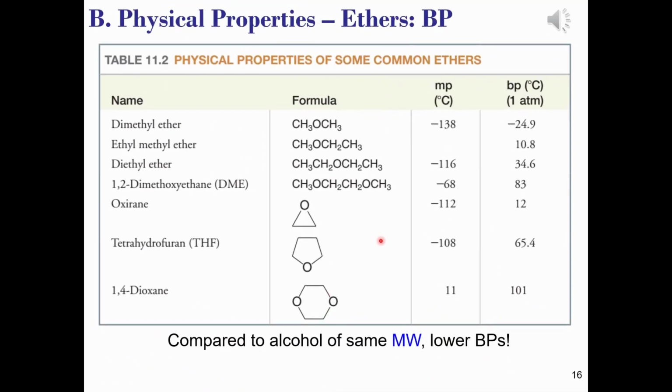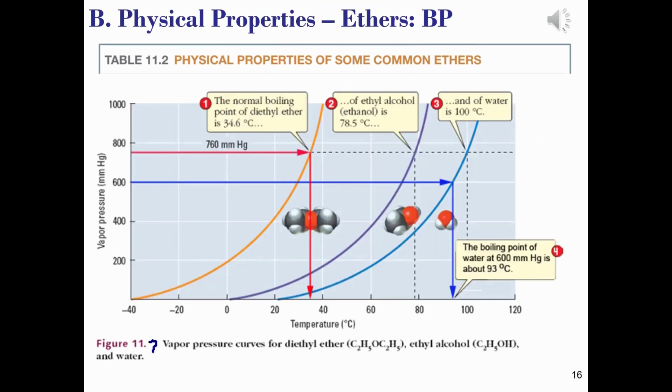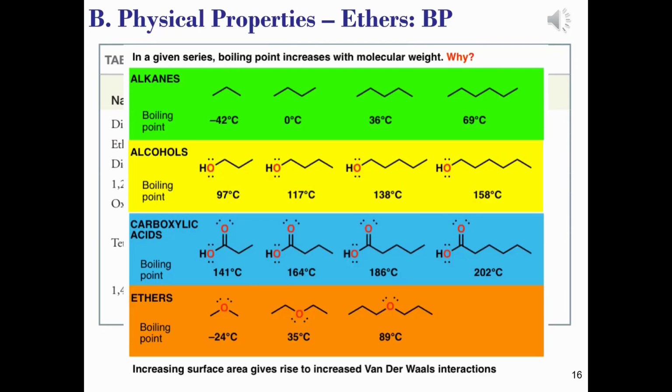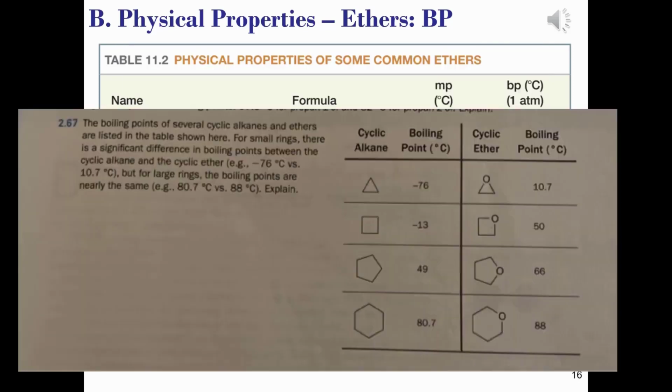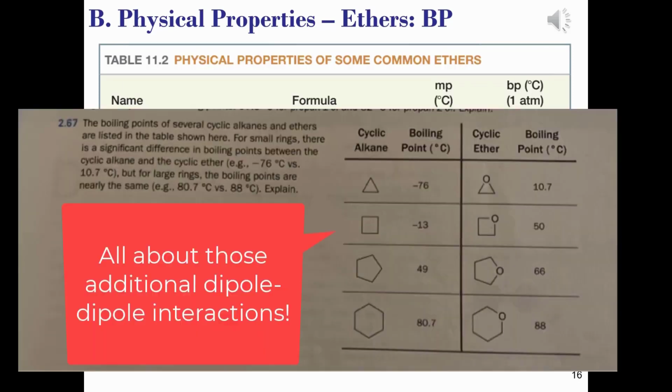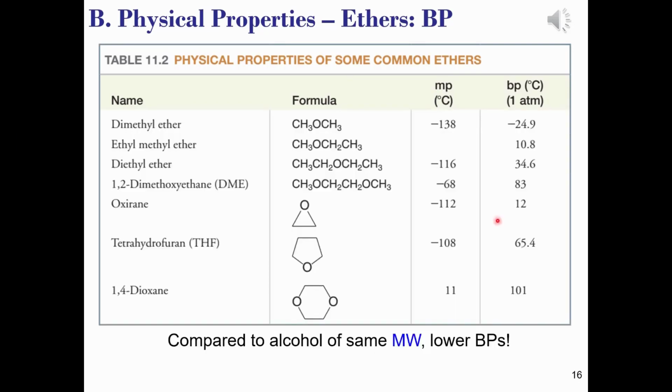With respect to boiling points, when we compare the boiling points of these ethers to alcohols of the same molecular weight, these will always have a lower boiling point. The boiling points of the ethers are more akin to alkanes of a similar molecular weight. The boiling points of cyclic ethers, however, will increase as these have a greater surface area and form more dispersion forces as the size of the ring increases.